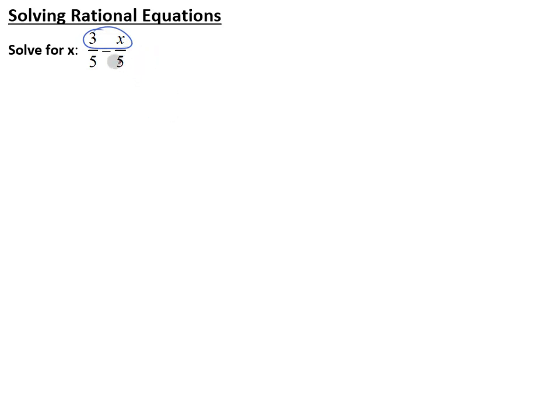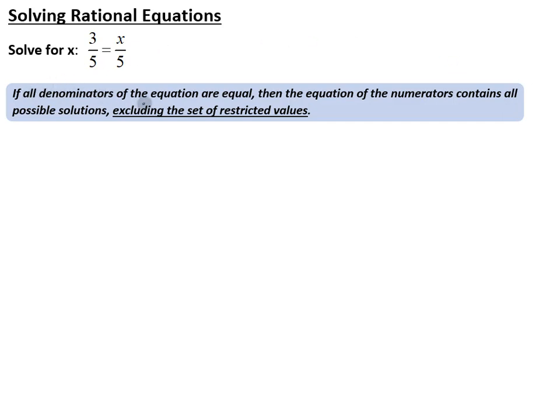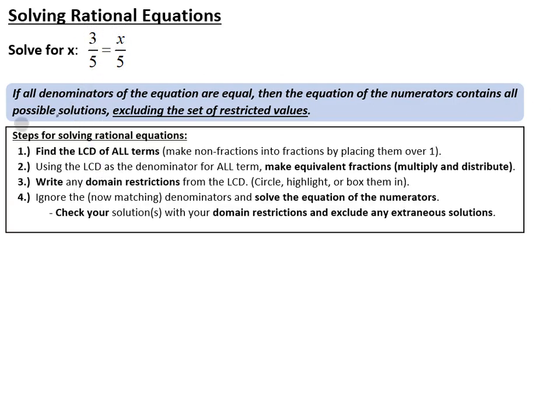And we can use this idea that if our denominators, our fraction sizes, are the same size, that essentially we can kind of ignore the denominators and solve the equation up top, which is basically already solved for us here, 3 equals x or x equals 3. And that's the idea that's going to help us solve some more complicated problems. If all of the denominators of the equation are equal, like they were here, then the equation of the numerators, that's the top, contains all possible solutions, excluding the set of restricted values. So that means if there were some domain restrictions that we had to exclude, we have to make sure that we don't have a conflicting answer that makes our function or equation undefined.